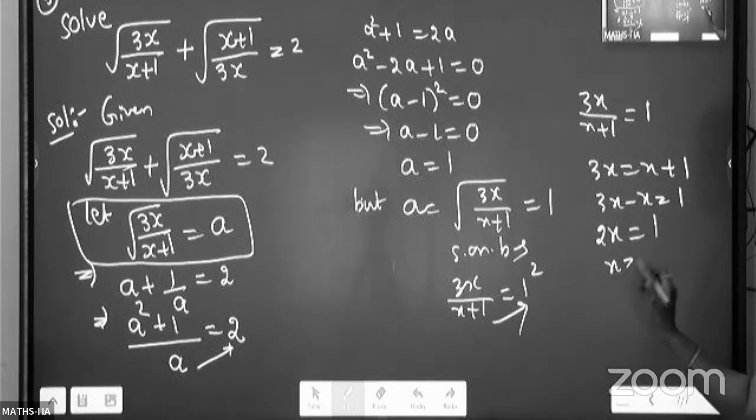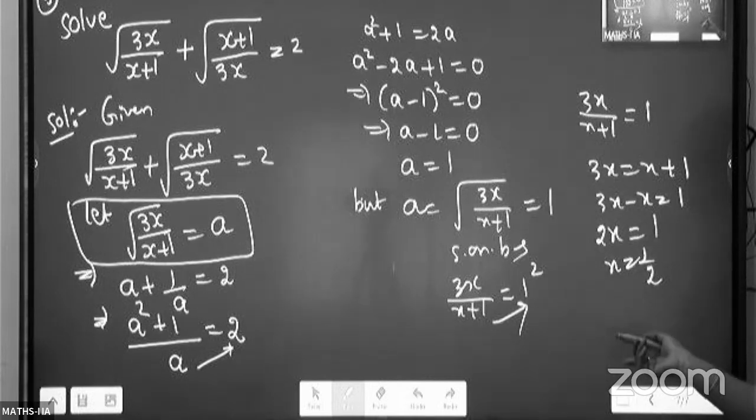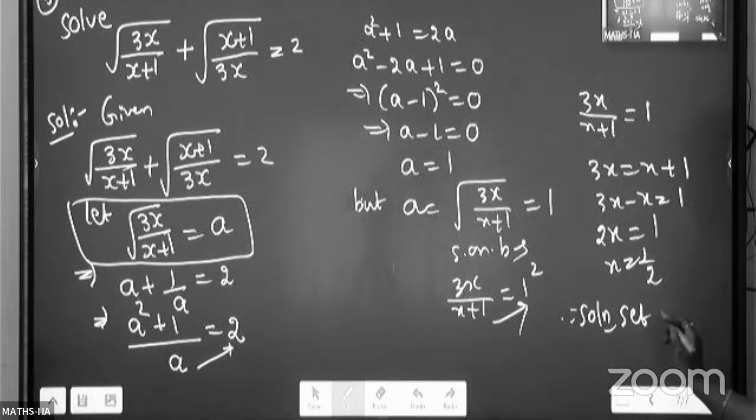So what is x here? 1 by 2. Solve means we have to find out the x value. We got the x value, right? Therefore, conclusion, solution set. What is our solution set here? 1 by 2.